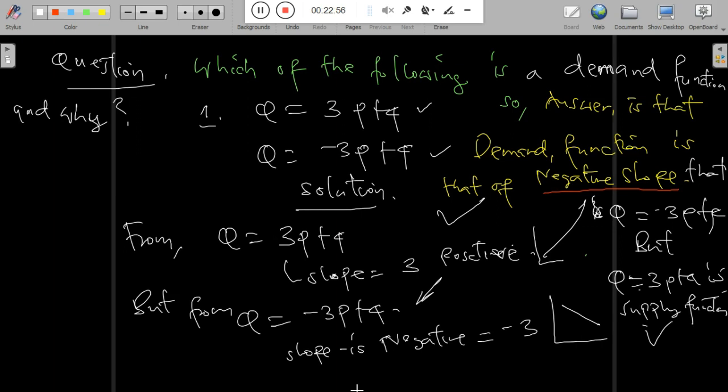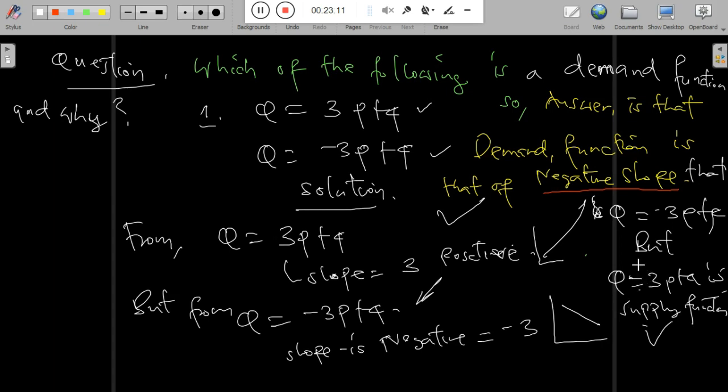So let's try to perform this question here. Which of the following is a demand function and why? Suppose we have the quantity that is 3p plus 4, but also we have the quantity that is negative p plus 4. So we want to look at which of the following is actually presented as a demand function.